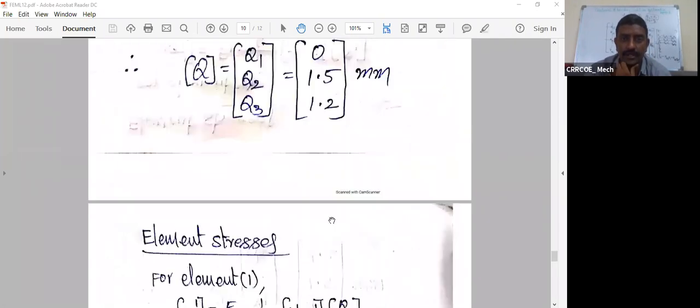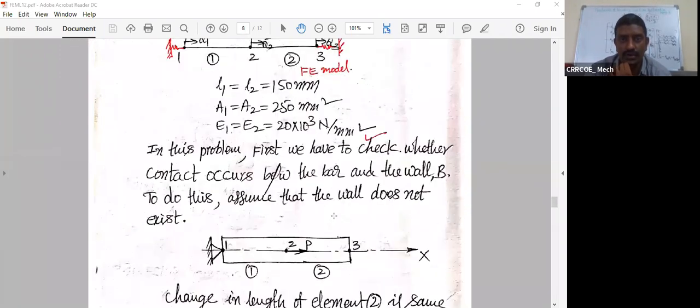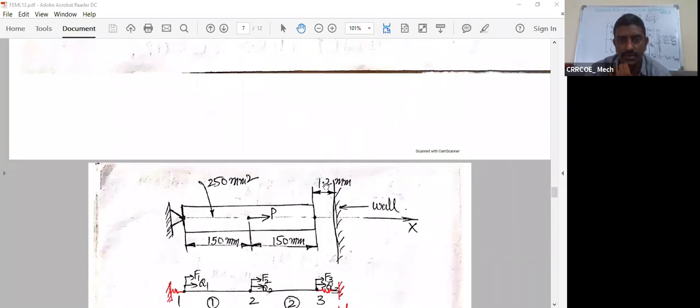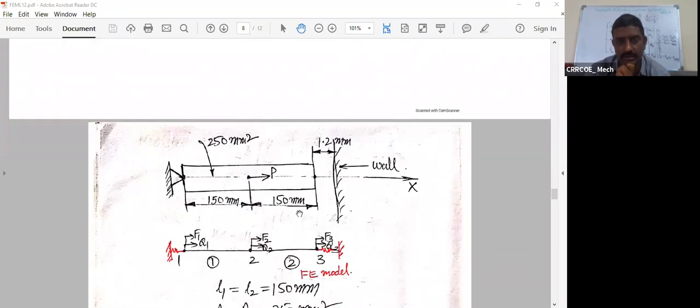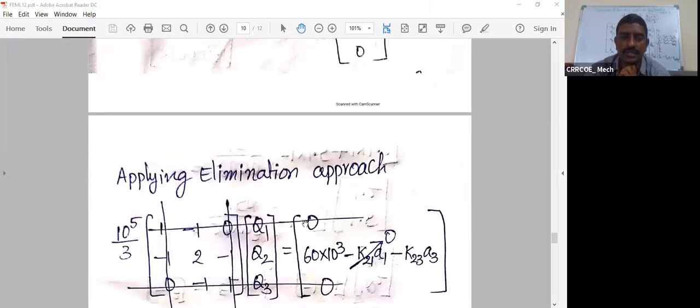Here what happens is, if there is no wall at 1.2 mm distance, this structure can freely move towards the right. If there is a wall, after touching this wall, compressive stresses act on element 2. That is the reason the sigma 2 value is a negative stress.